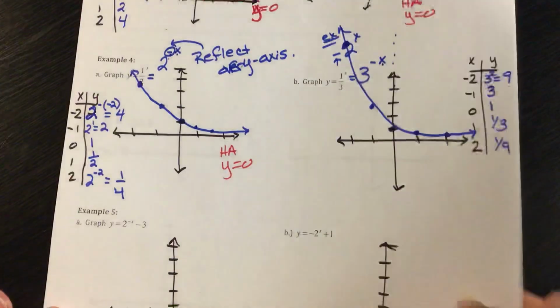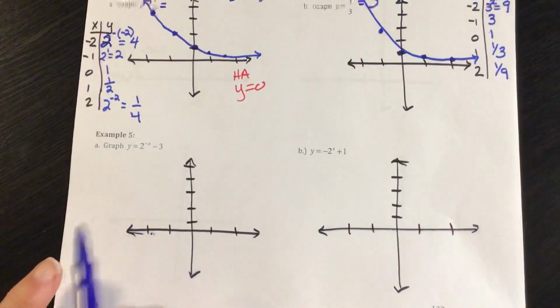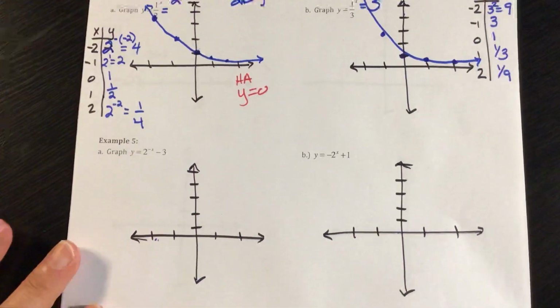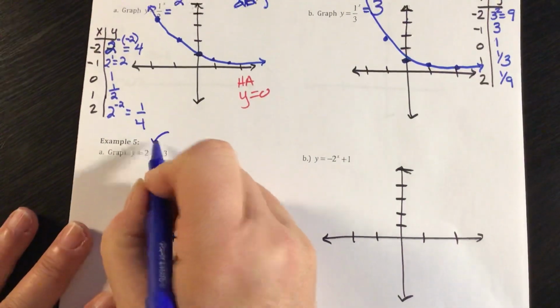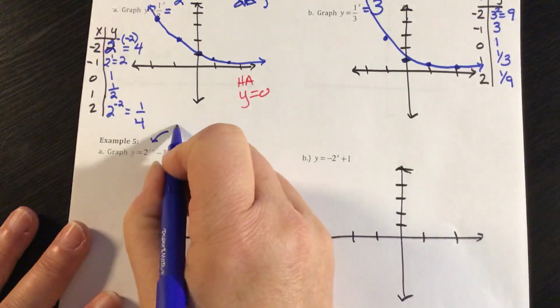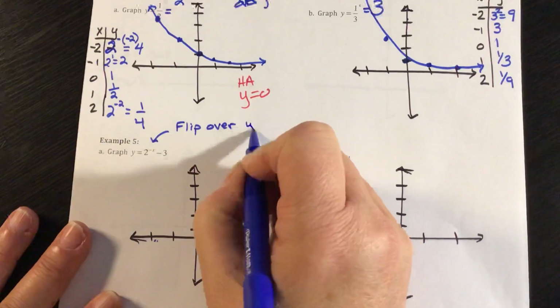All right, so now we're going to do some transformations just based on what we see here. And these are transformations like we've done in the past. So because I have 2 to the -x power, I'm going to flip over the y-axis.